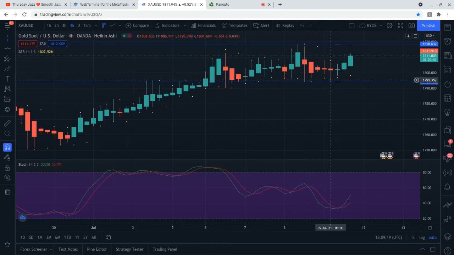Gold has been bouncing back and forth from 1797 all the way up to, I would say, 1809. And so today we got a little higher. Right now it's at 1818. And that means we broke the ceiling, the previous ceiling of gold. And so gold is in an uptrend.